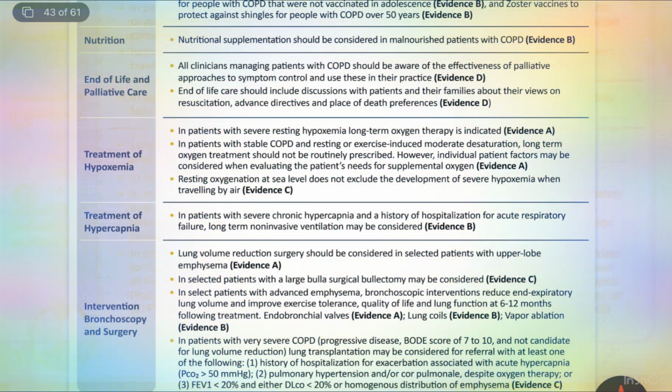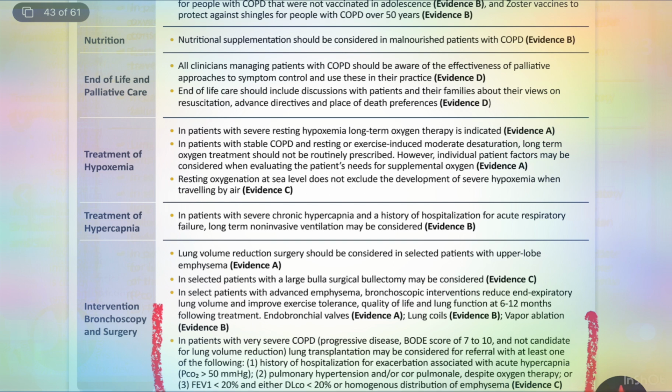So they are talking about interventional bronchoscopy and surgery. So we are discussing this part. They are telling in patients with very severe COPD, meaning progressive disease is there and BODE score of 7 to 10 and not a candidate for lung volume reduction, then lung transplant may be considered for referral with at least one of the following. So if only one thing is present out of these, then we should consider that patient for lung transplantation.